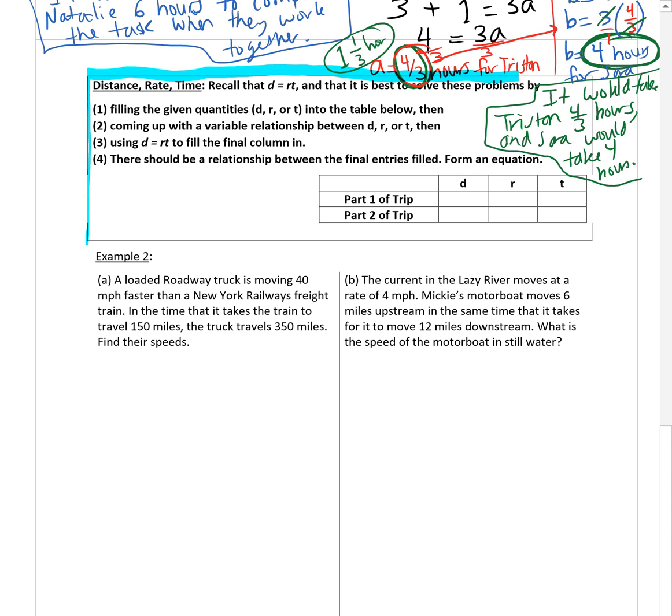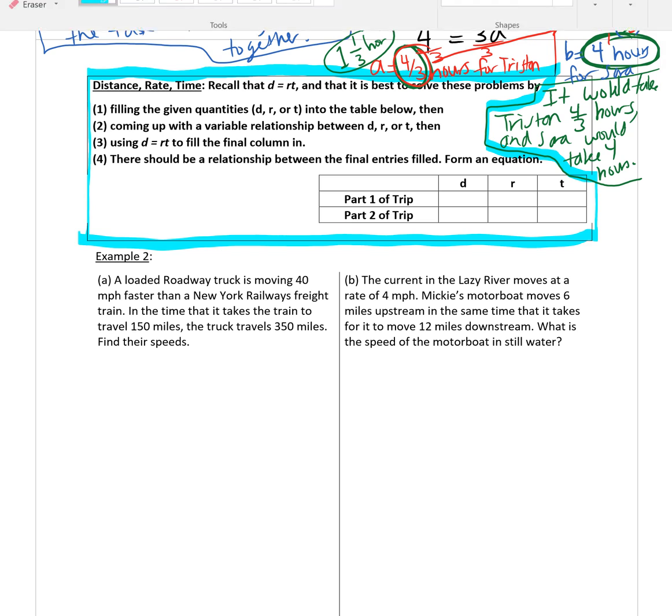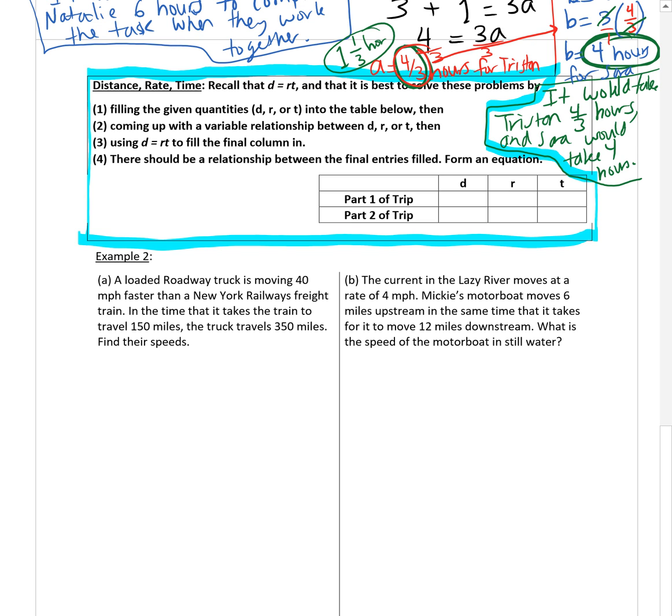It'll just be kind of a review, and then the only new thing is once we set up the equations, we'll see that they'll be the rational type that we just learned how to solve in the previous section. Okay, so let's review how to go about these. Recall that for distance, rate, time, D equals RT is the formula we're going to use, and that it is best to solve these problems by following these steps.